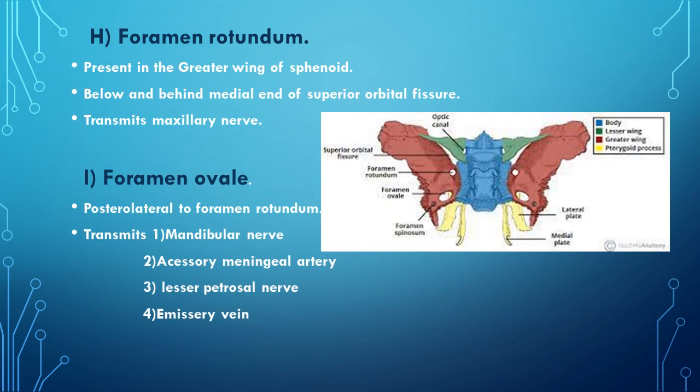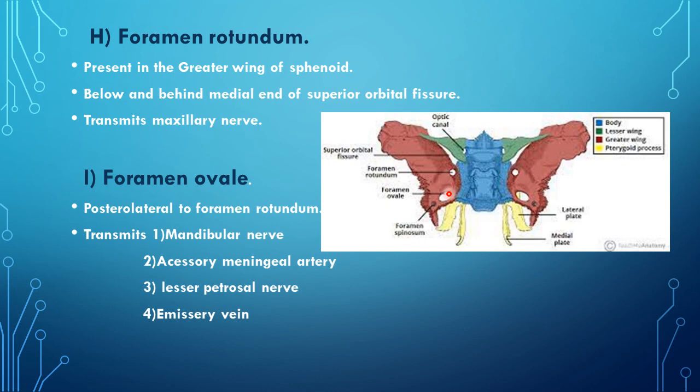Next we can see the foramina. One is foramen rotundum. Foramen rotundum is present in the greater wing of the sphenoid. It lies behind and below the medial end of the superior orbital fissure. So if this is the medial end of the superior orbital fissure, here you see the foramen rotundum, and this is the greater wing of the sphenoid. It transmits the maxillary nerve.